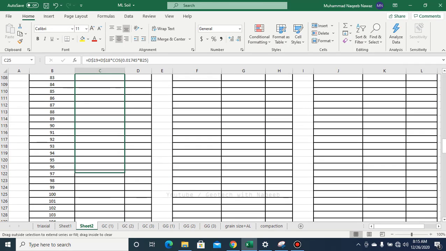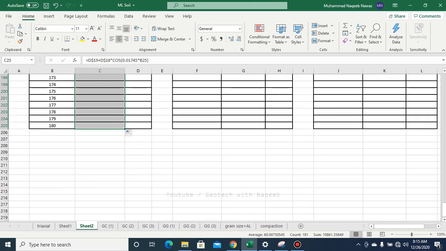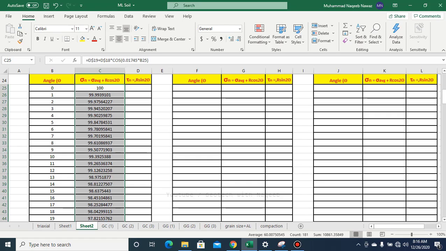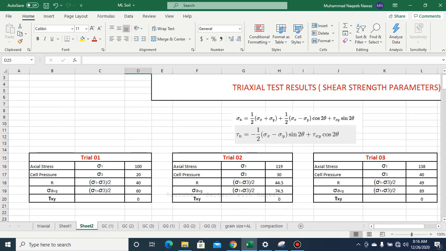Now we will apply this formula to all the cells against each degree of angle. So we have the normal stress against each angle. We can reduce the decimals like this. Now we need to apply the formula for tau, our shear stress, that is sigma 1 minus sigma 3 divided by 2 into sine 2 theta, and this function is 0 basically.